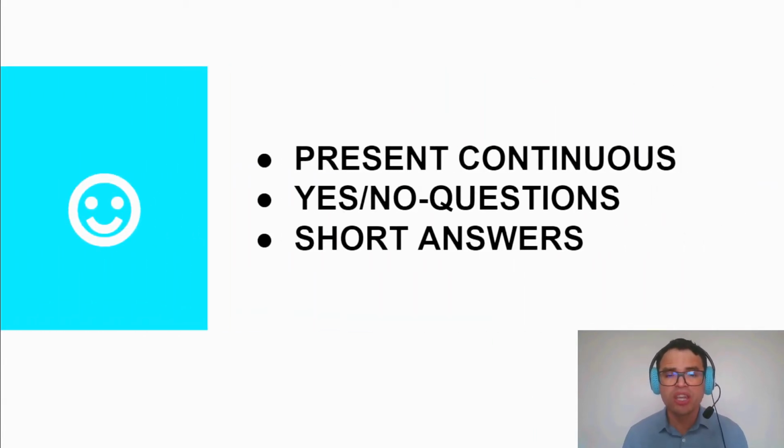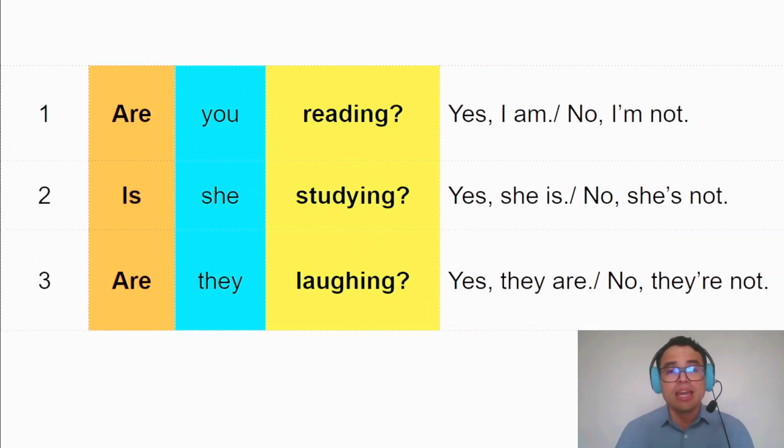Can you ask questions using the present continuous? Yes. So that is what we're going to see now, including examples of short answers. Look at this. When you're making a yes/no question using the present continuous, you have to start with a verb to be in orange. Then you put the subject in light blue and a verb in ing, yellow.